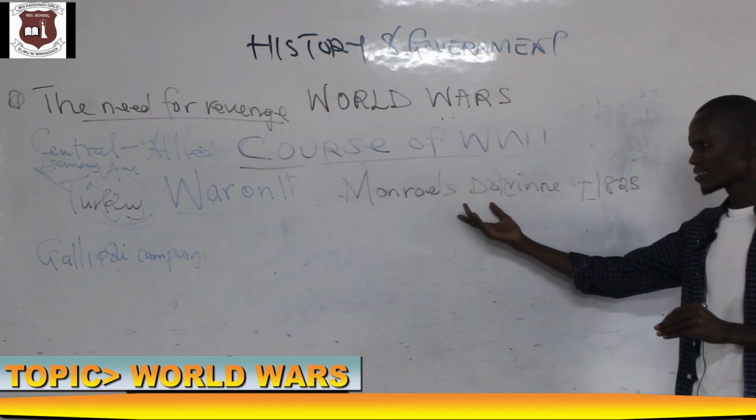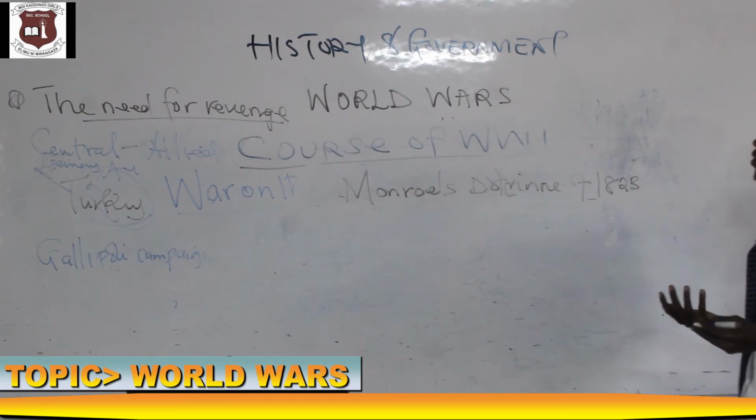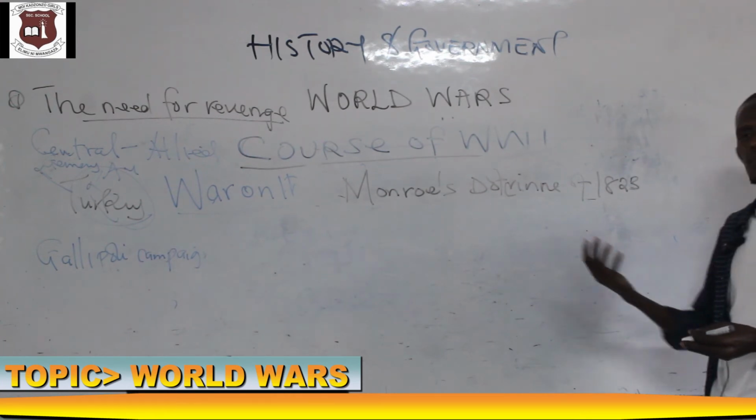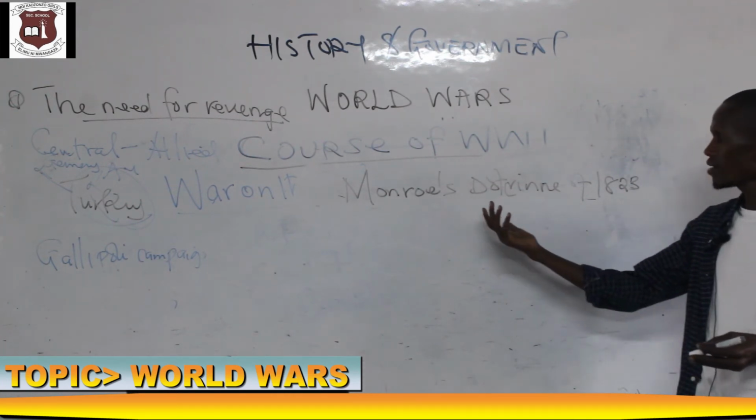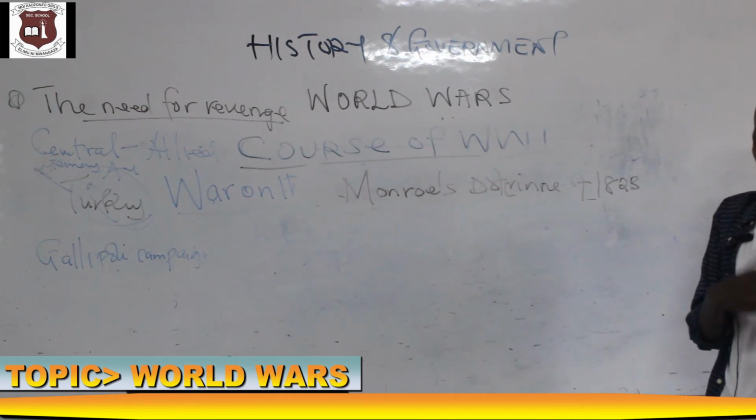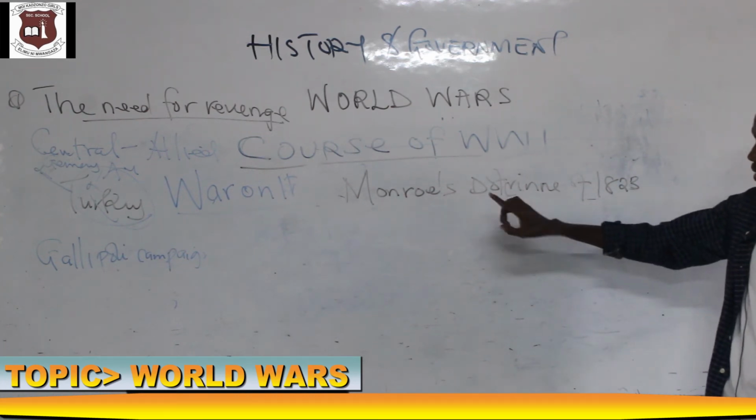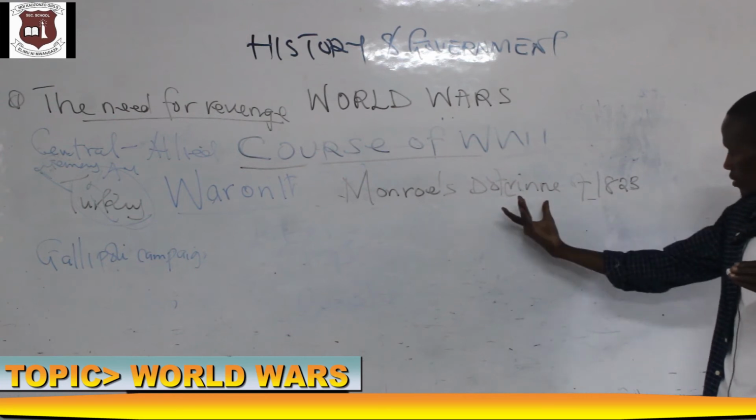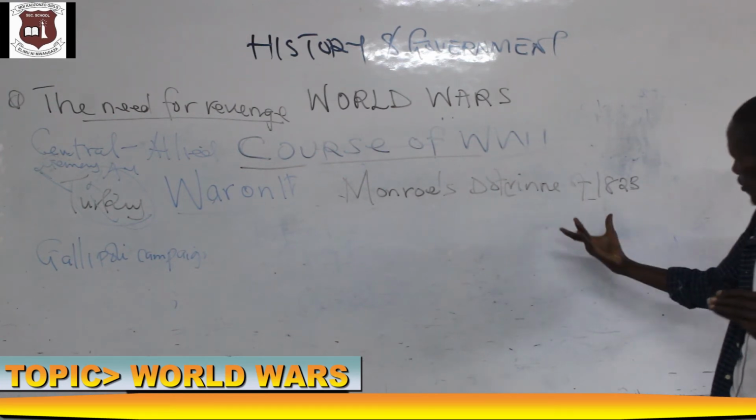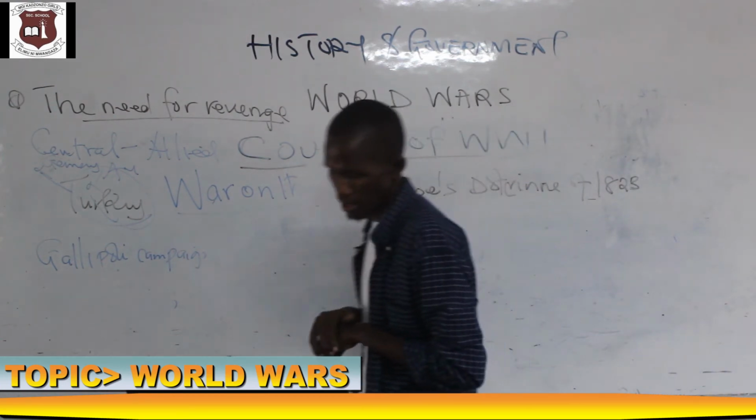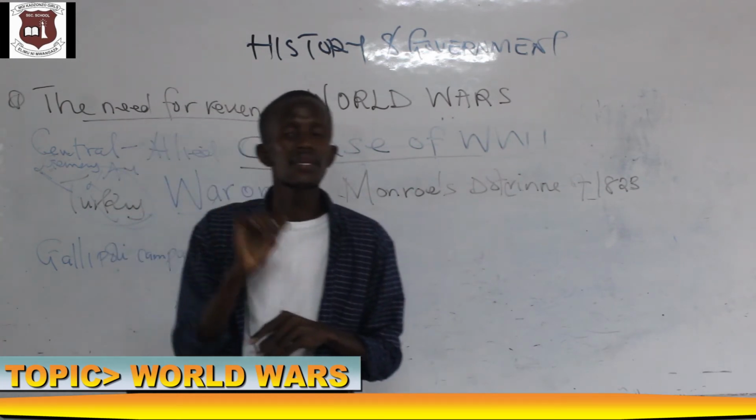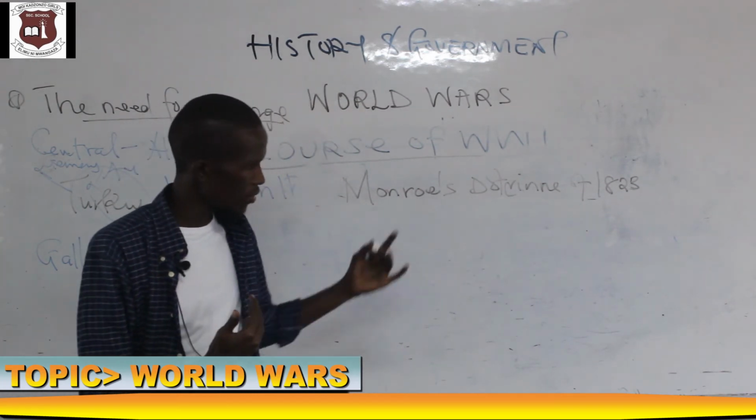So the US was not affected by the war, and therefore it was none of their business to interfere with European affairs. And that was because of the isolationist policy, which was under the Monroe Doctrine of 1823. That is reason number one as to why the United States of America hesitated to join the war.